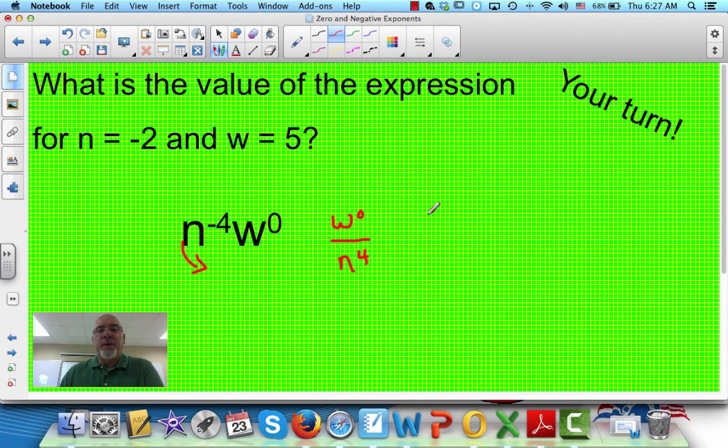Then we plug in our numbers. 5 to the 0 over n to the 4th. That's negative 2 to the 4th, which gives us 1 over negative 2 to the 4th would be 16. So 1 over 16 is our answer. Did you get that?